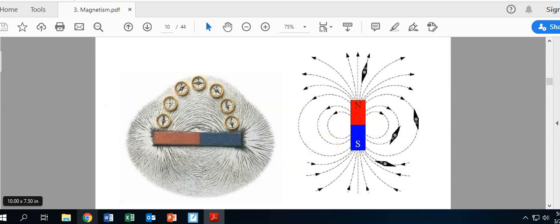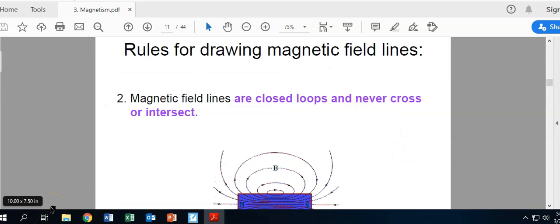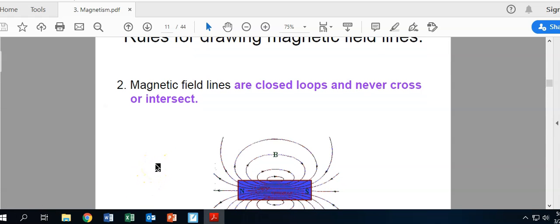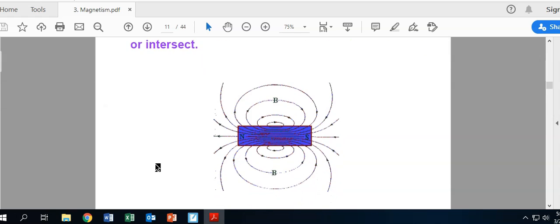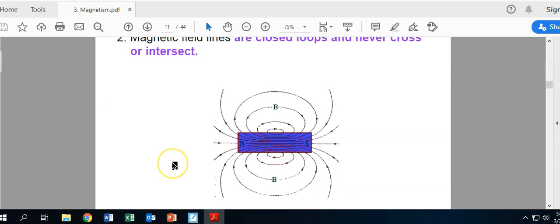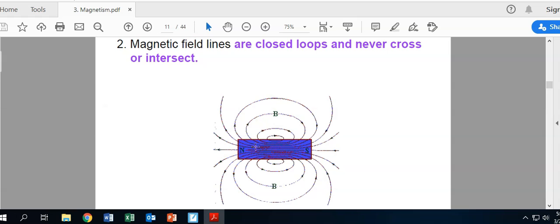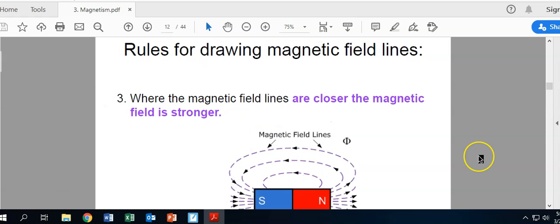Just like electric fields, magnetic field lines are closed loops and they never cross or intersect. And the reason is very simple for that. They don't cross or intersect because each line represents the resultant of a vector. So it's always following the tangent to this arc, and then it comes back in again. So closed loops, which never cross. Okay, here's the next rule. And it is the same as the electric field rule.